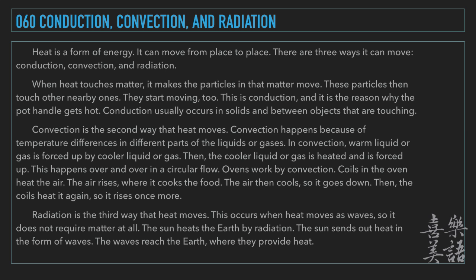60. Conduction, convection, and radiation. Heat is a form of energy. It can move from place to place. There are three ways it can move: conduction, convection, and radiation.